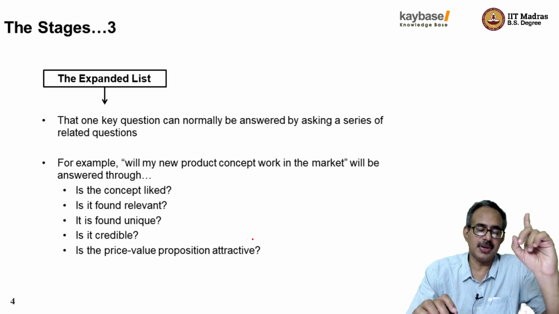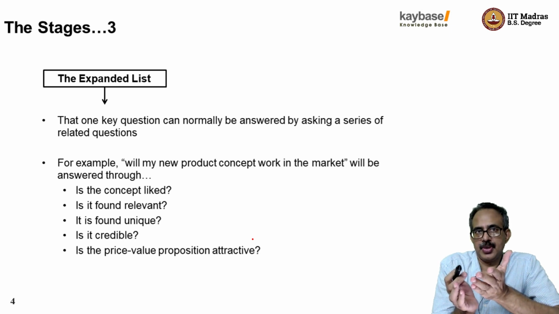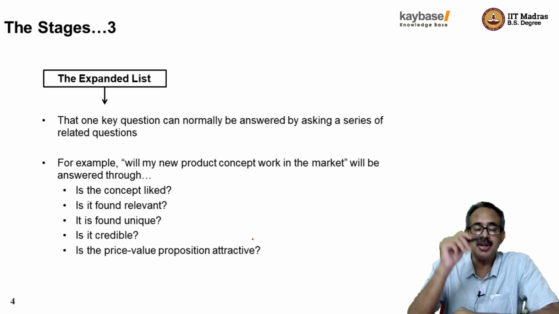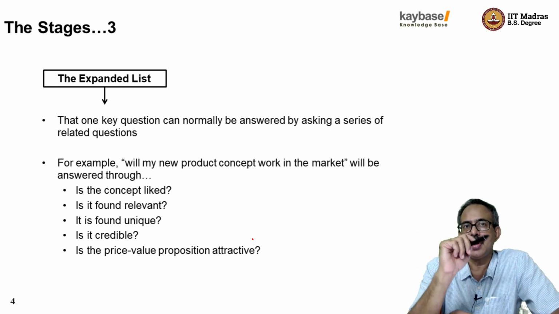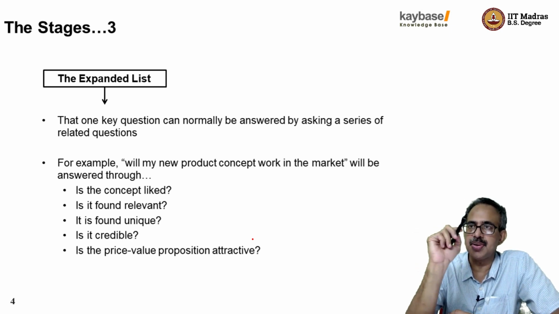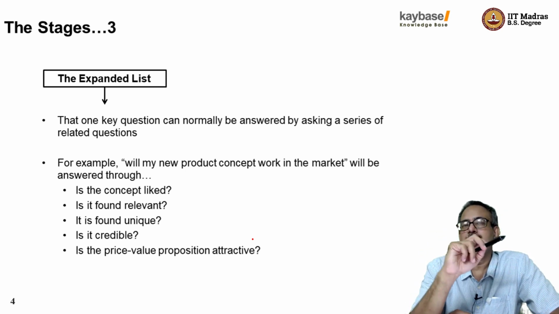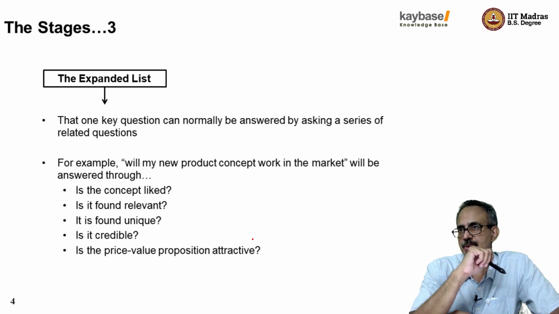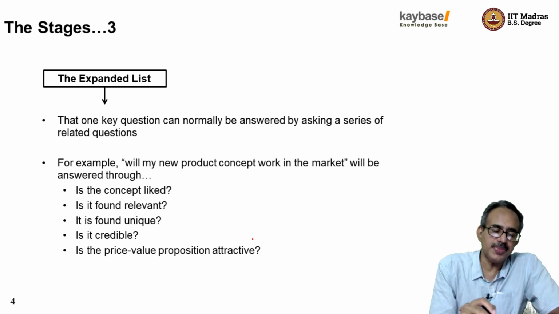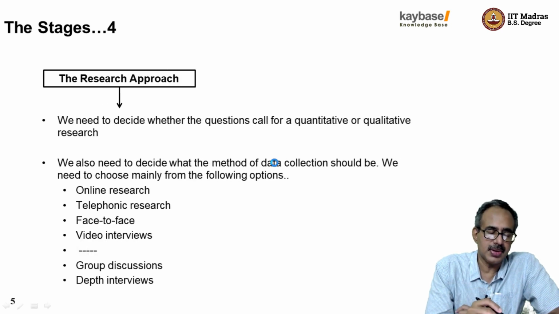Now, that one key question will have a whole lot of related marketing questions. And that's what we're going to talk about. So, this is where the marketing understanding becomes extremely important. The brand manager should be able to walk up to the market researcher and say, listen, I want to find this out. Then the market researcher should go back and say, if you want to find out this one key question, you need to answer these 4-5 other related questions, right? So, for example, if the key question is, will my new product concept work in the market? I'm sorry, we have to go back one slide.